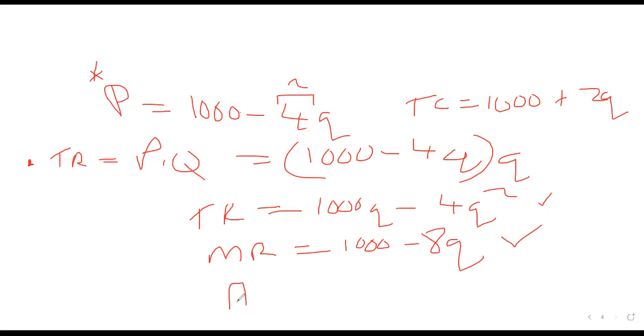And the average revenue for a perfectly competitive market is the same as the price. So this price is the same as the average revenue, as you saw from the graph. So just write 1,000 minus what? 4Q.